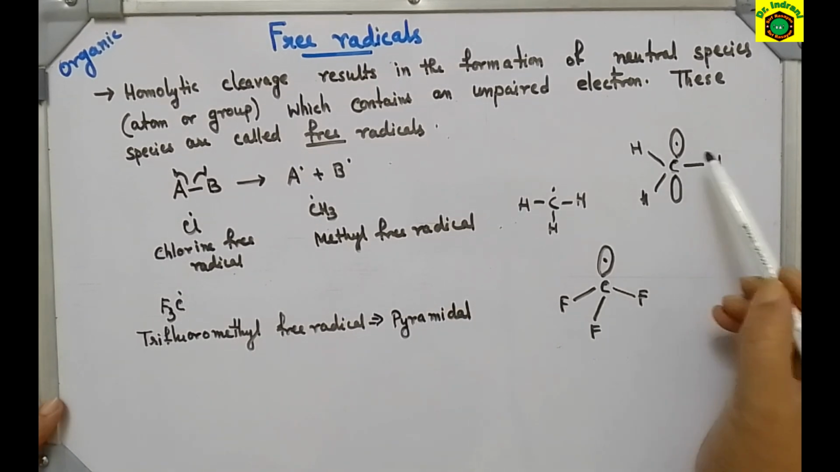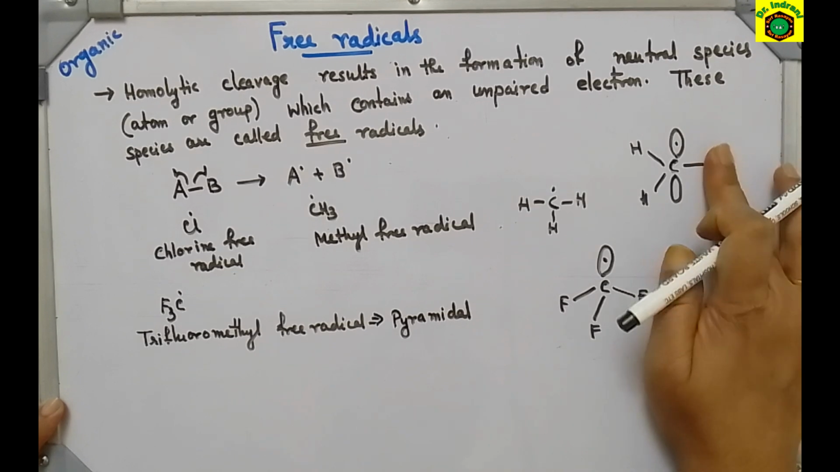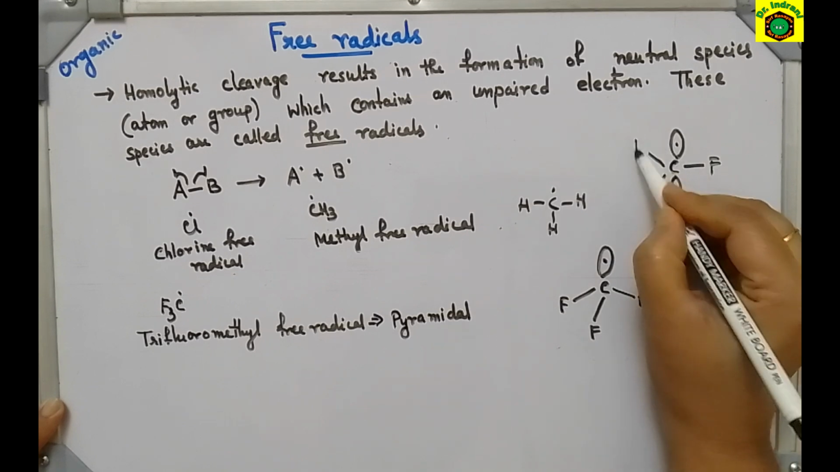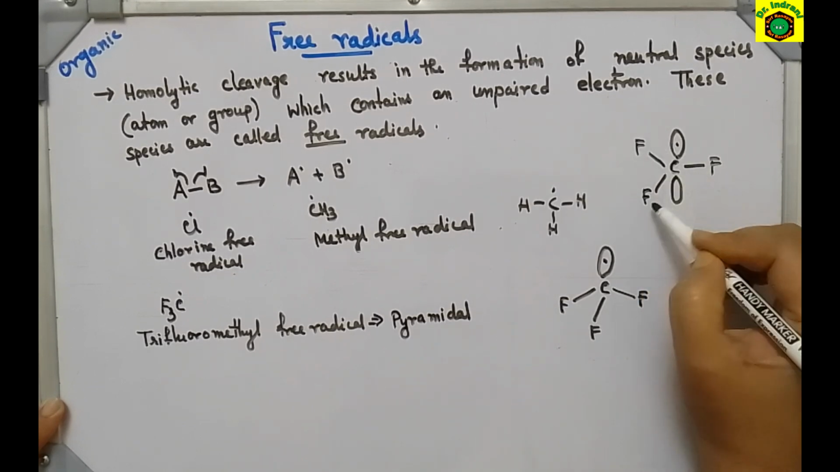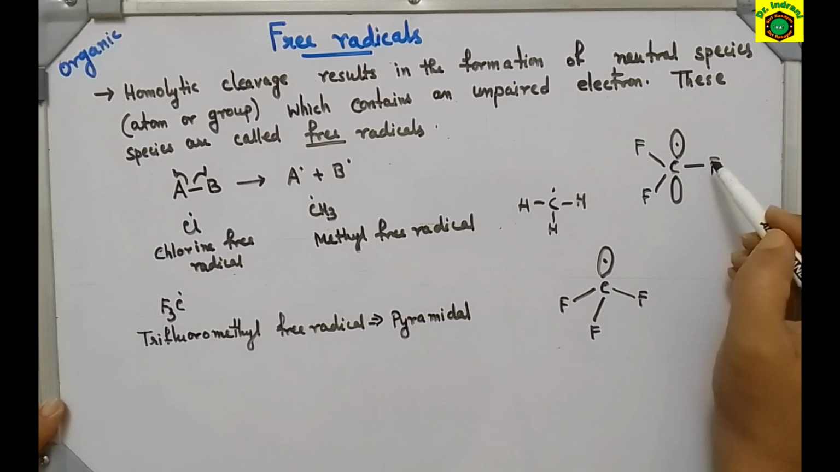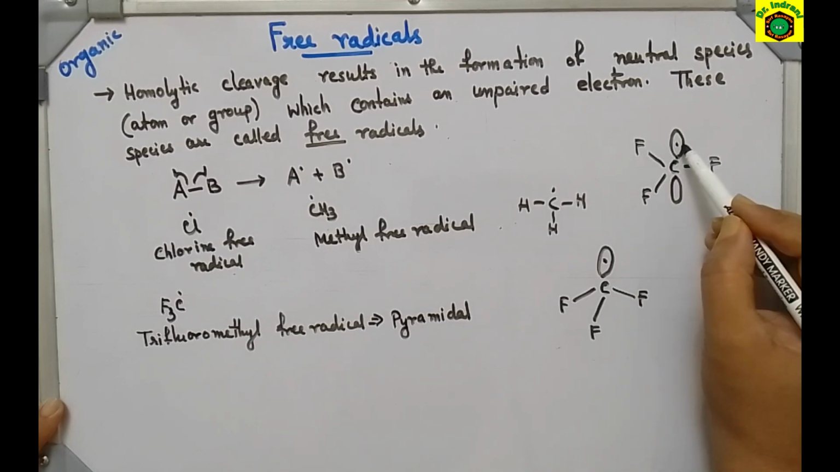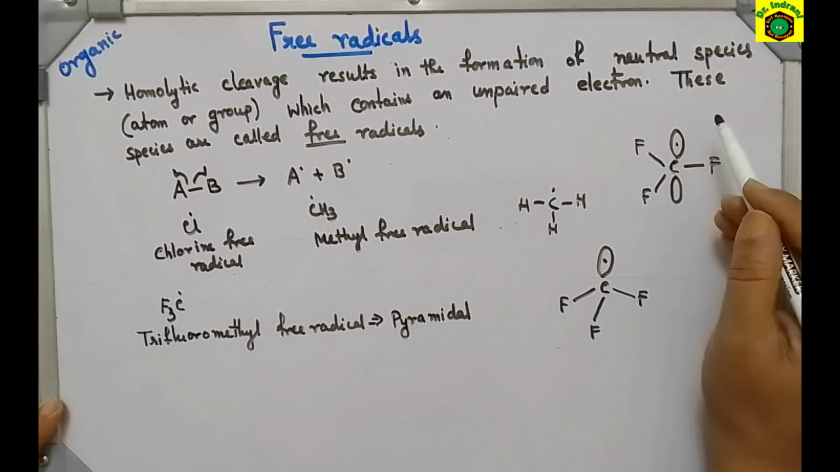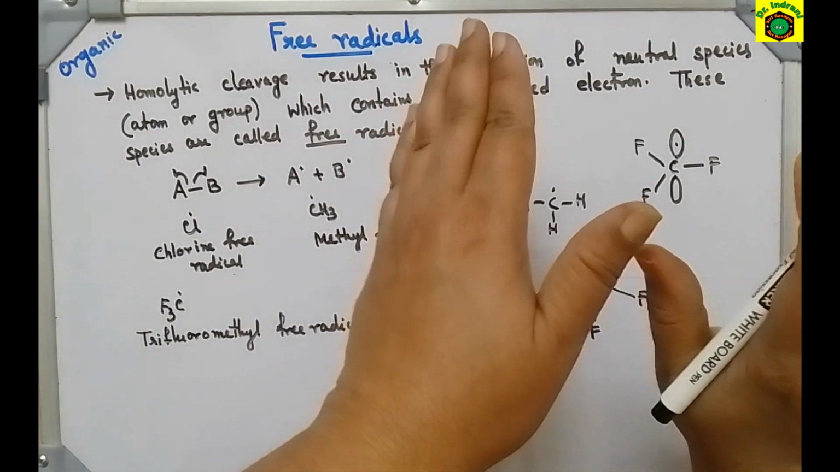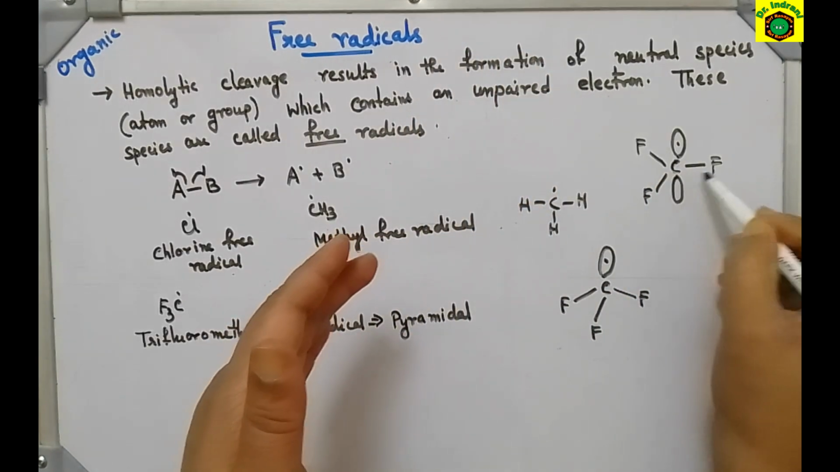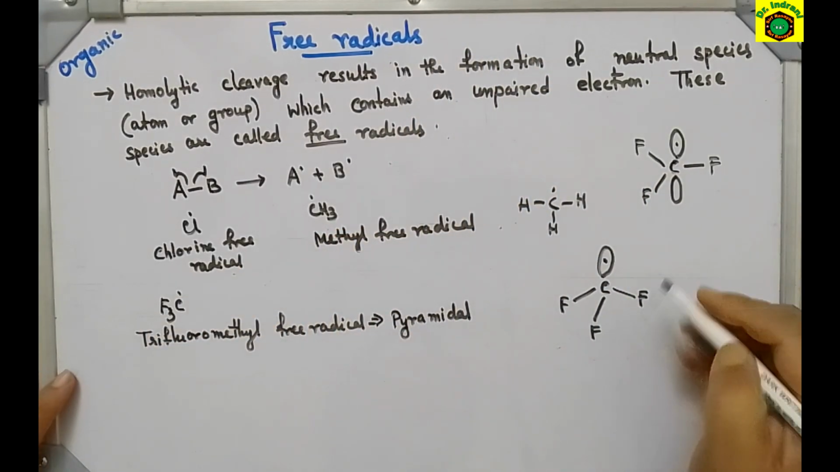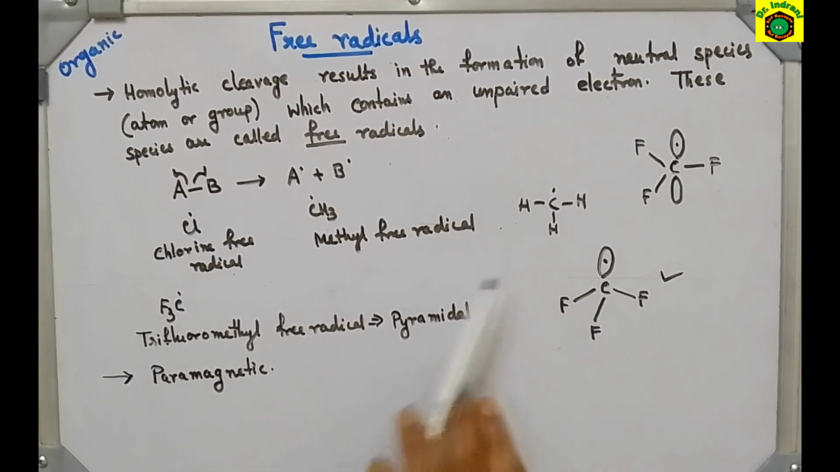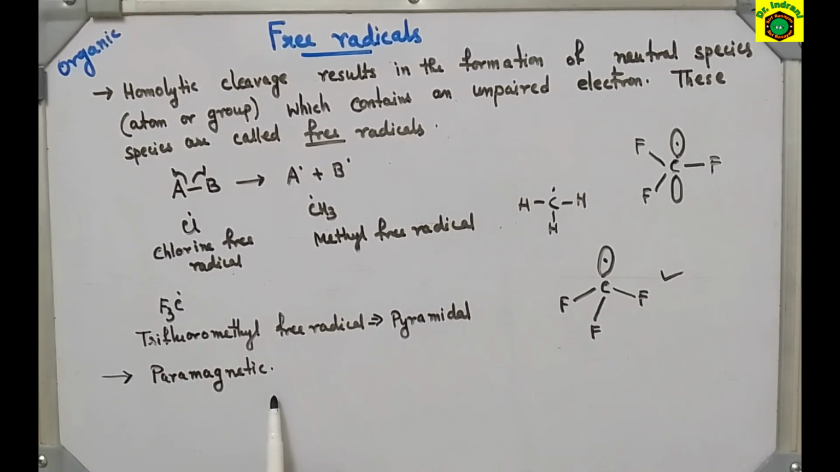Actually, what is happening, if you replace this hydrogen by fluorine, what will happen? Fluorine is having lone pair of electrons. So there will be repulsion between this lone pair and this odd electron. Here also lone pair and odd electron. Here also lone pair and odd electron. Due to this repulsion, there will be little bending of these CF bonds. So we will get here pyramidal structure. Due to presence of odd electron, free radicals are paramagnetic in nature.